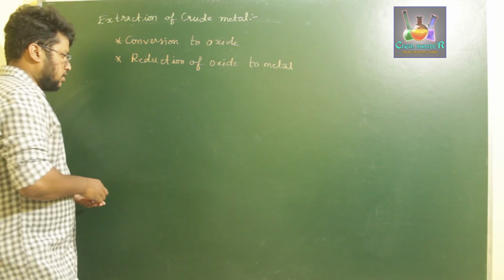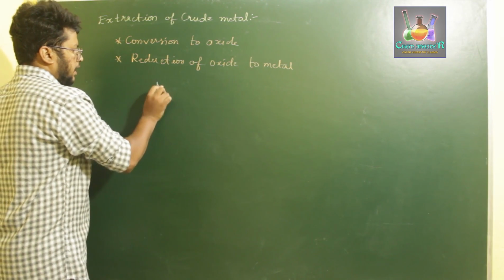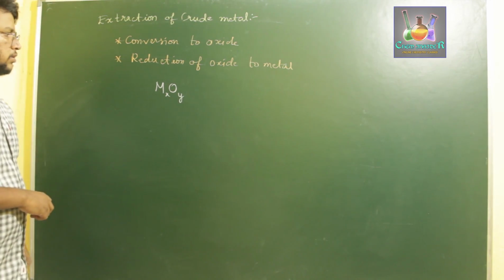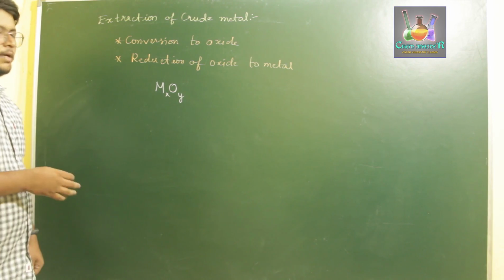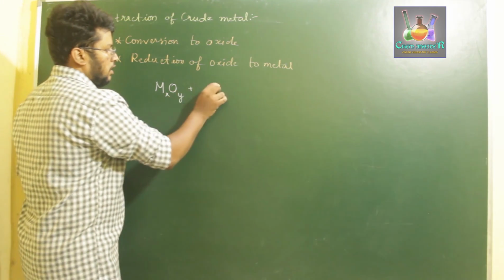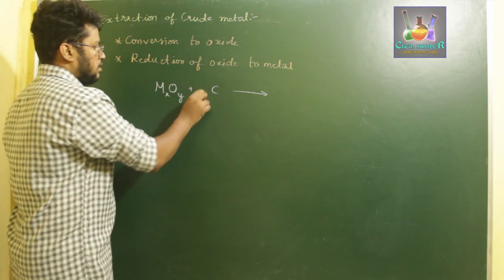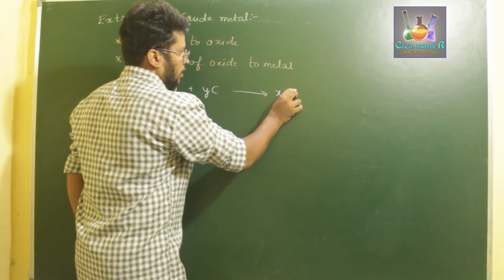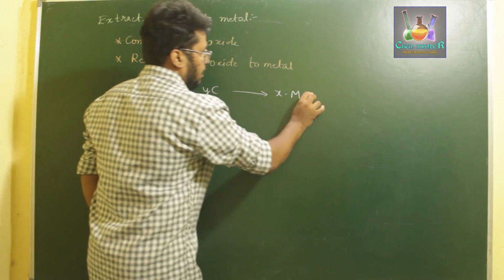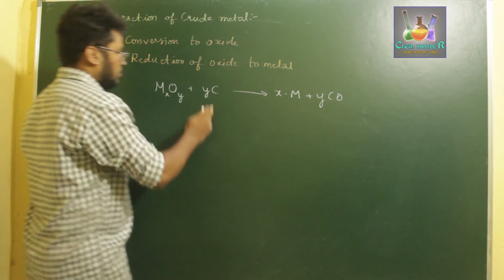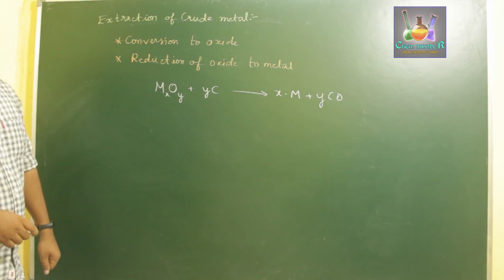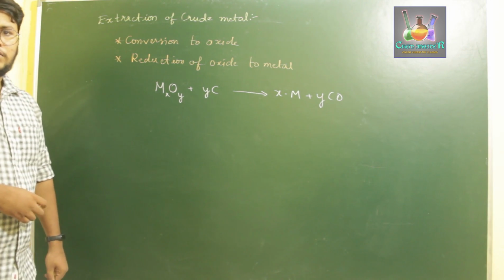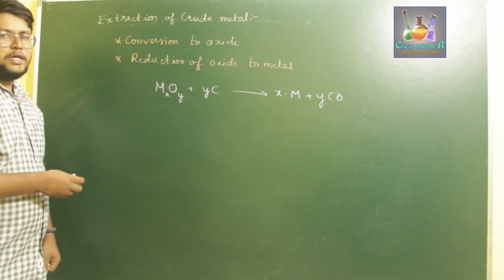So what we do in this reaction is we take our metal oxide, let us say MxOy. I am writing just a general formula. MxOy is treated with y times carbon. That gives us our pure metal, x times M, and y times carbon monoxide. So carbon and oxides react with one another to form carbon monoxide. This is how we reduce a metal oxide to its respective metal.